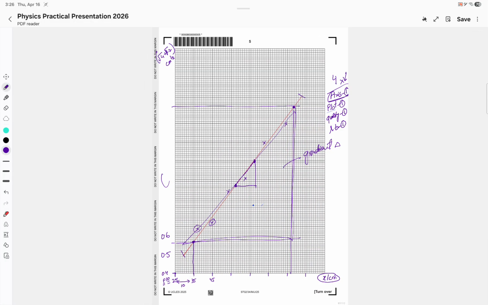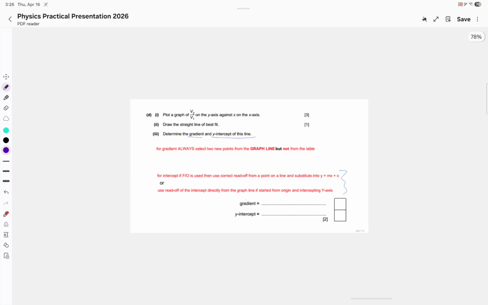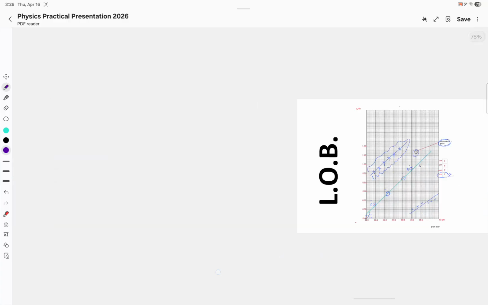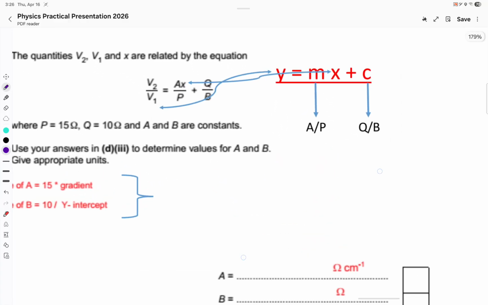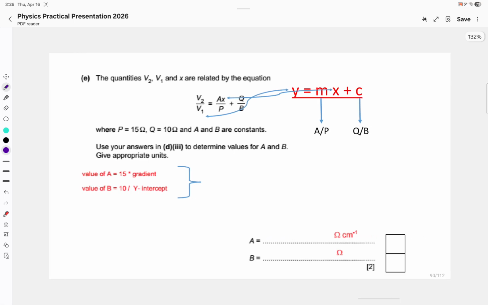Then obviously this was a false origin. Even if it's cutting the x-axis, I will not take the intercept, I will use the substitution method. Finally, when we have plotted the graph and got the gradient, intercept and everything, we now have to figure out some constants as unknowns, a and b, along with an appropriate unit. For this last part, an equation will be given to you and you have to figure it out in the form of y = mx + c.